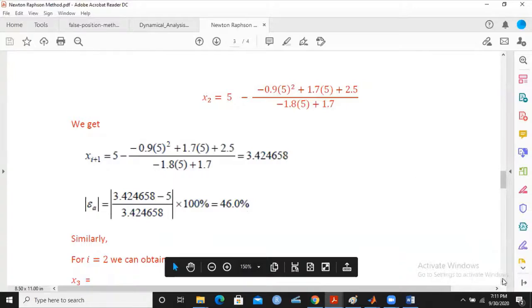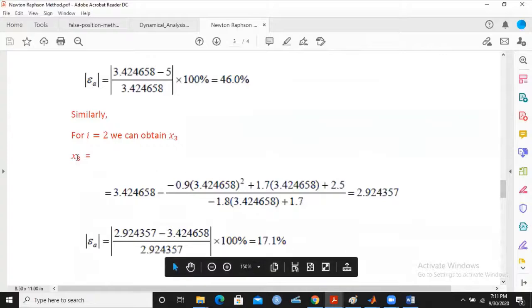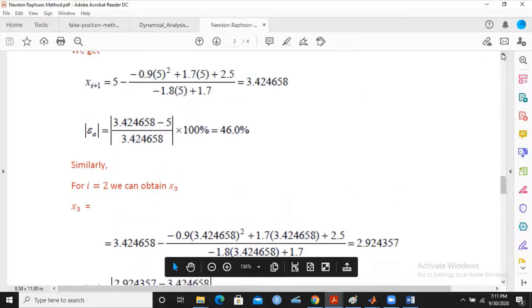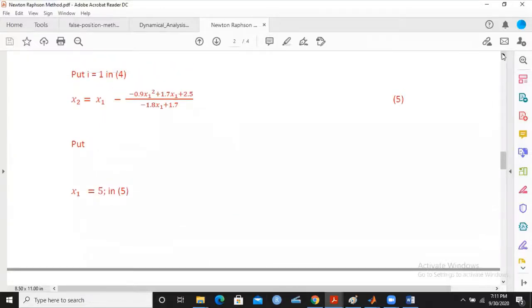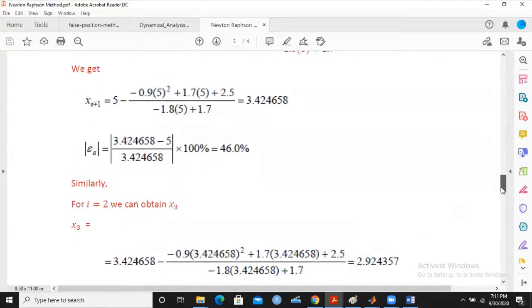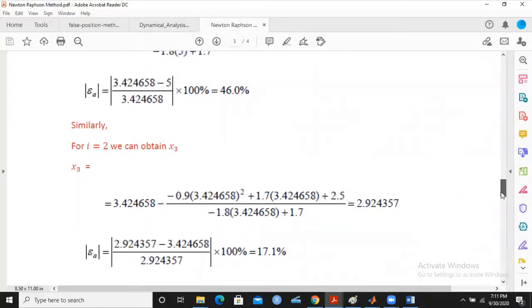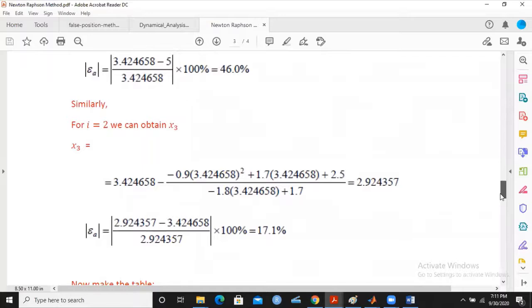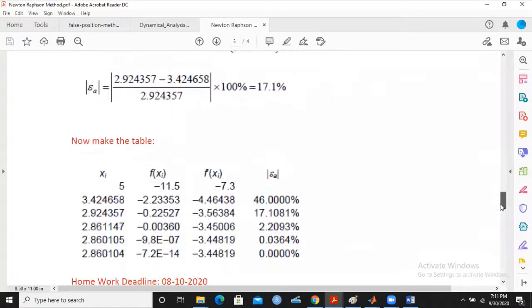Now in the same formula, put i is equal to 2. You will get a formula for x3. On the right hand side, you will substitute the values for x2. Let me show you the formula here. When you substitute i is equal to 2, you will get x3 is equal to x2 minus 0.9 x2 square plus 1.7 x2 plus 2.5 divided by and so on. So from x2 you will obtain x3, from x3 you will obtain x4, from x95 you will be able to obtain x96, and the process continues.